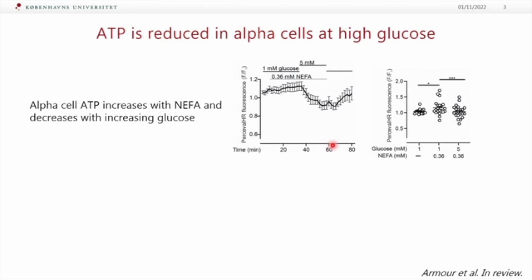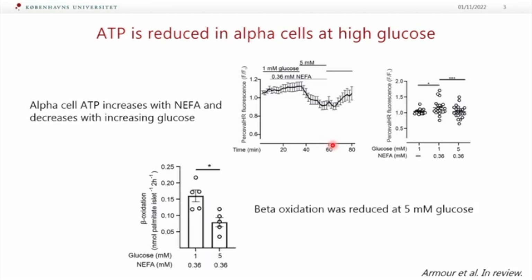Now, because we're interested in fatty acids as a substrate for alpha cells, we know that glucose and fatty acids are tightly linked, whereby as availability of one substrate increases, it inhibits the oxidation of the other substrate. So we measured beta oxidation in wild-type isolated islets, and you can see that as we raise the glucose concentration, the beta oxidation is reduced.